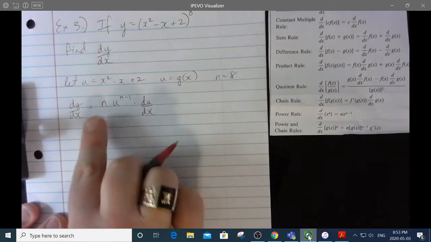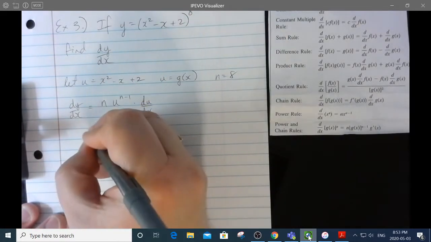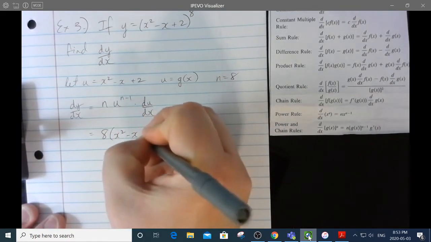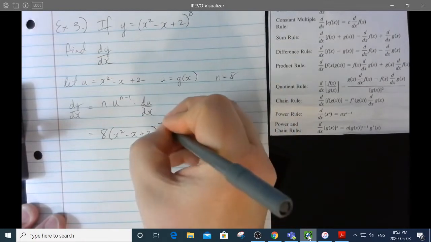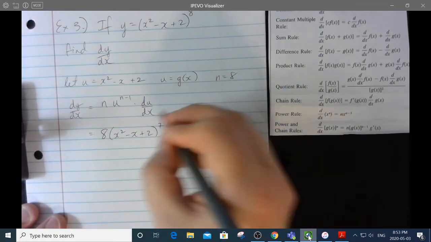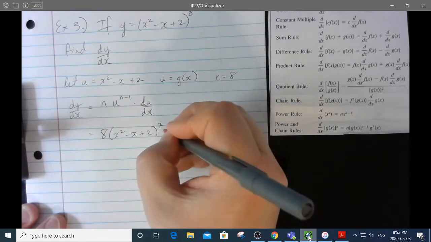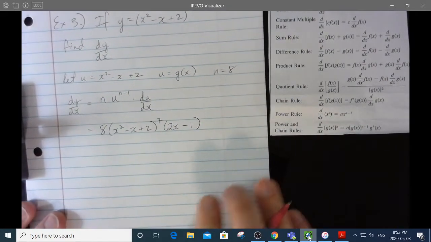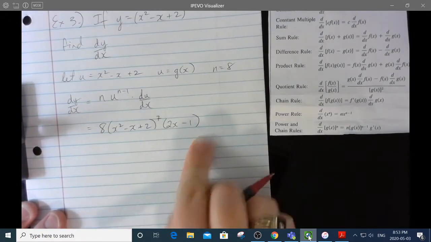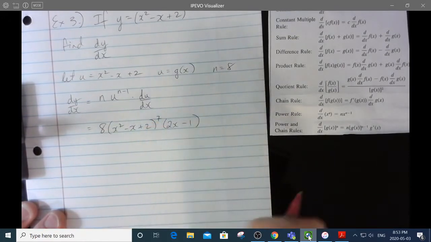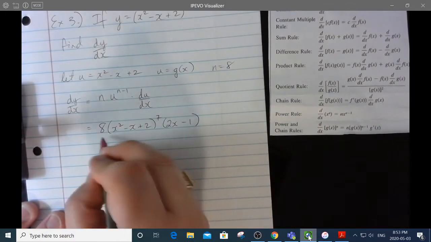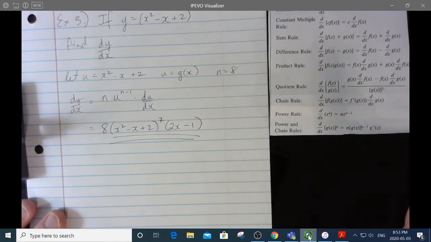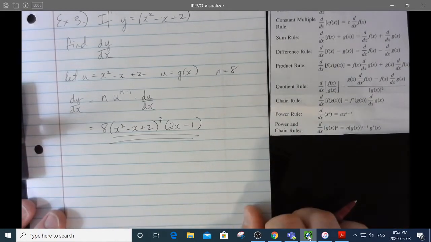So okay, let's follow it. So n is 8, right? That's the exponent. U is of course this thing to the power of now 7, and du dx, which means the derivative of g of x, is 2x minus 1. And you could, if you wanted to, multiply 8 by 2x minus 1 and then just leave that as the power of 7. Or I'm actually pretty happy on a question like that if you just leave it the way it is. Sometimes it's easier to mark them if people don't simplify them.